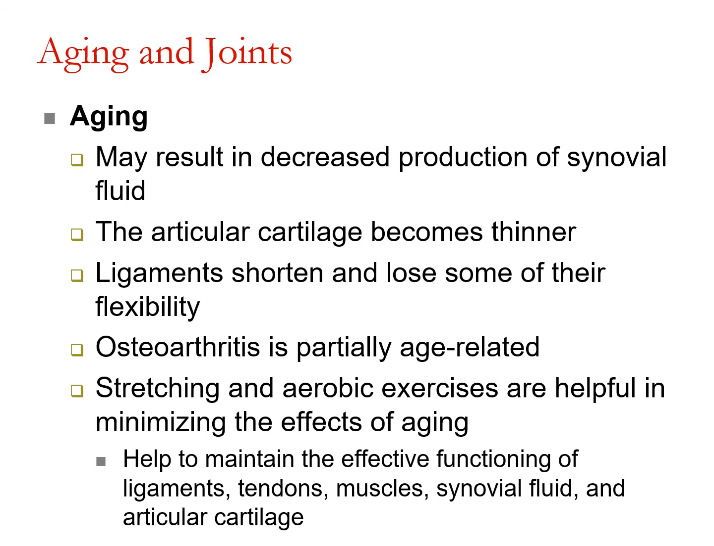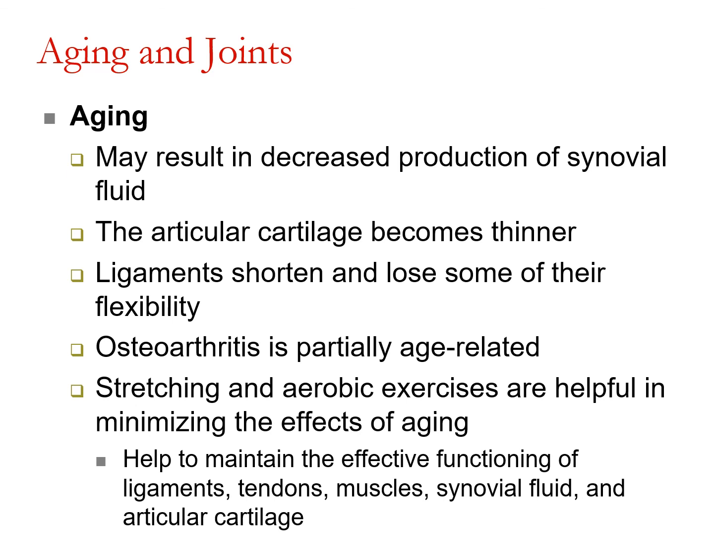Now you know that one of the major complaints of the older adult is pains and aches and decreased range of motion in the joints. For one, aging may result in decreased production of synovial fluid, so that results in a loss of lubrication and shock absorption at the joints, as well as decreased nourishment of the cartilage. So the cartilage becomes thinner and less protection and shock absorption are provided. The ligaments shorten and lose some of their flexibility as we age, especially if we do not maintain range of motion activities and exercises.